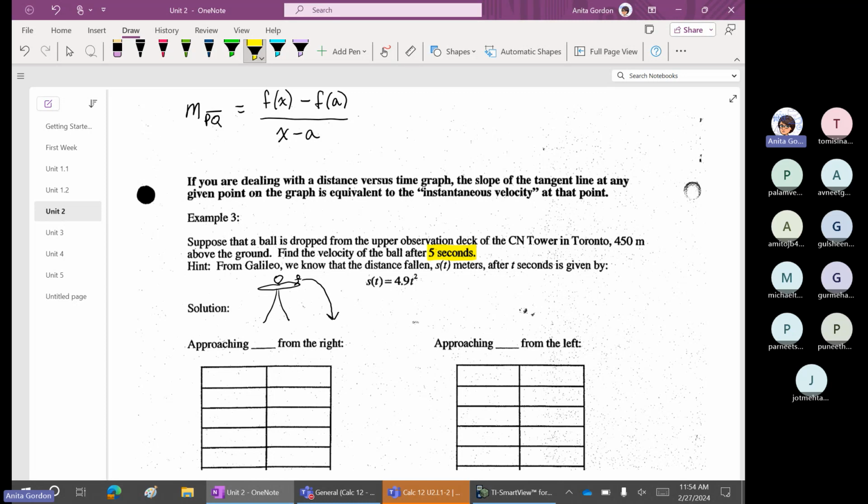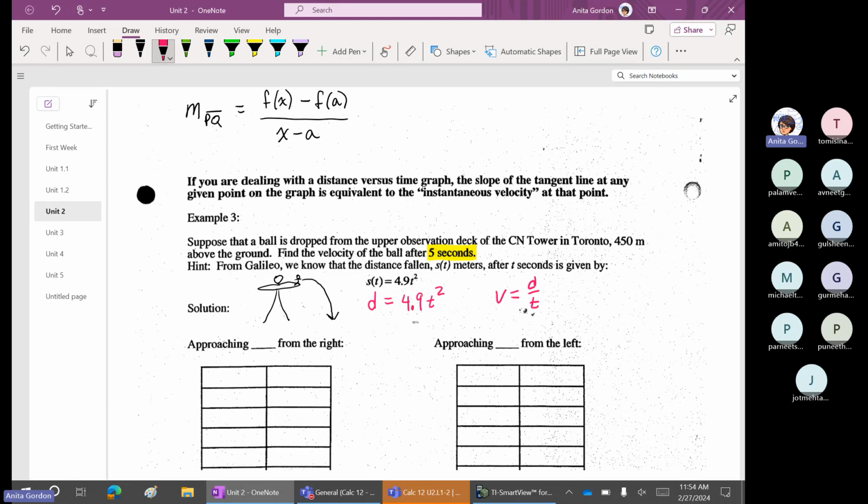If I change the language in here, using the letter D for distance and T for time and V for velocity, this is telling me that the distance equals 4.9 t squared, right? If I have distance and time, how do I find my velocity? What's the equation for velocity? D over t, right?